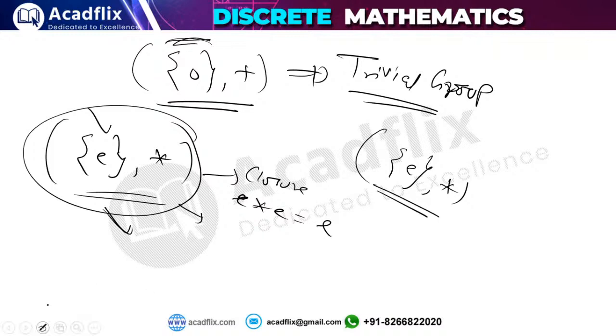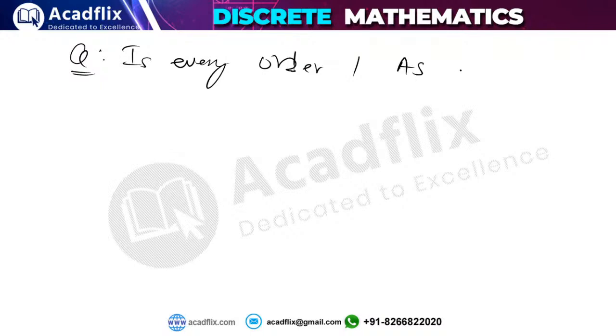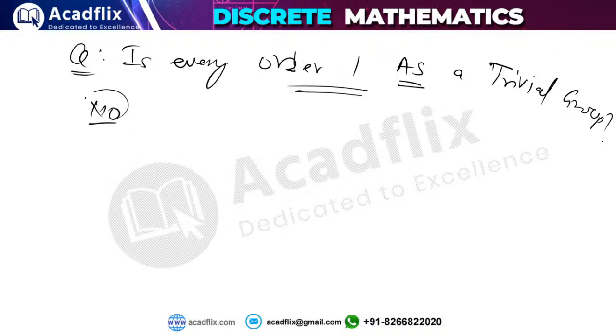Let me ask you one question. So this is my question. Is every order one algebraic structure a trivial group? My question is, is every order one algebraic structure a trivial group? You can just check. The answer is no. Why?